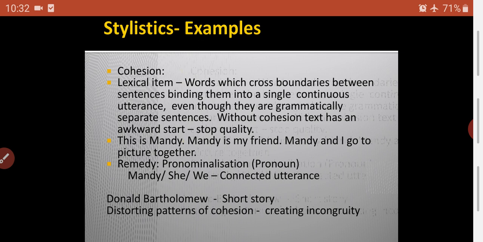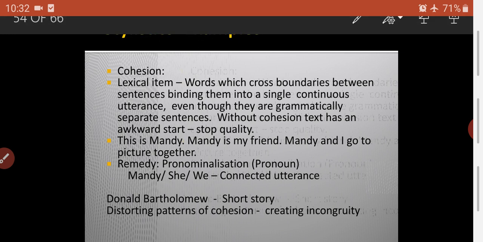This is Mandy. Mandy is my friend. Mandy and I go to the picture together. This Mandy and this Mandy could have been substituted with a pronoun, and it would have made more sense. We could say this is Mandy and she is my friend. We go to picture together. It would have a continuation here, a cohesion, a connection, which is quite lacking.